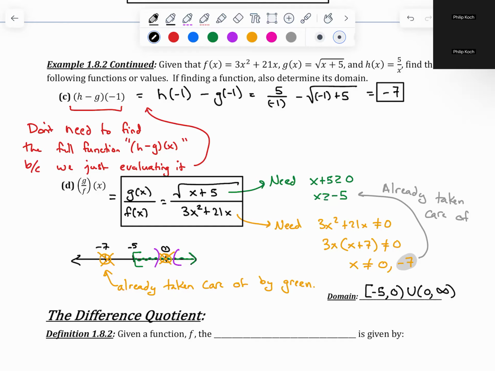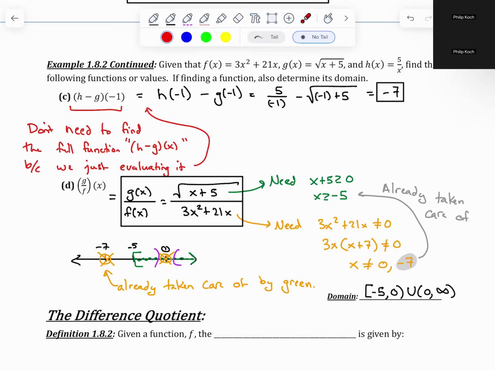So 3x squared plus 21x not equal to 0, you can factor out a 3x. So you get 3x times x plus 7 can't equal 0, which gives you that x cannot equal 0 and it cannot equal -7. So, because of the green requirement, the fact that we need to be greater than or equal to -5, there's no need to worry about the -7. It's already taken care of.